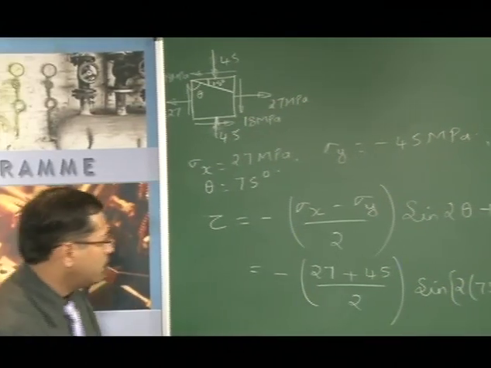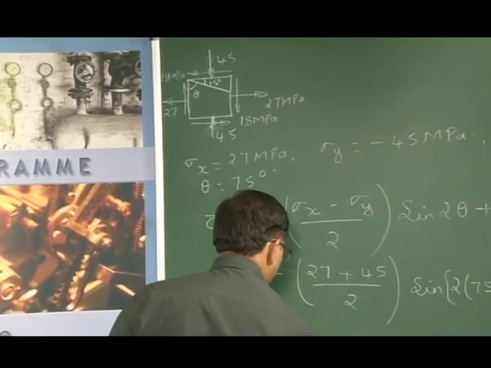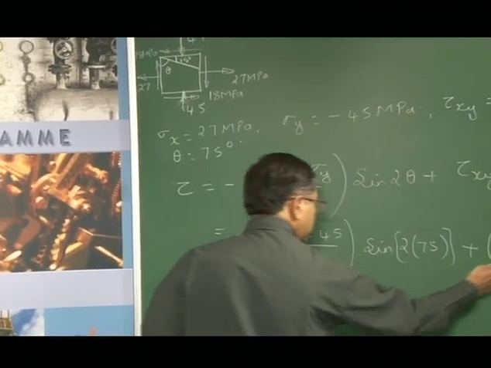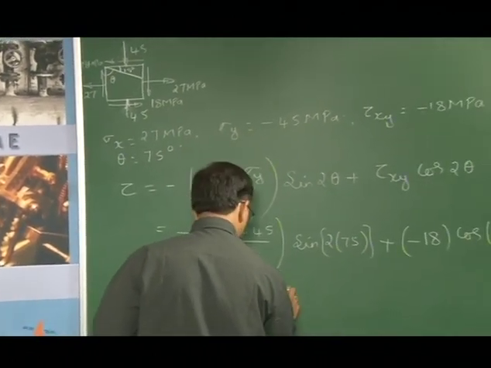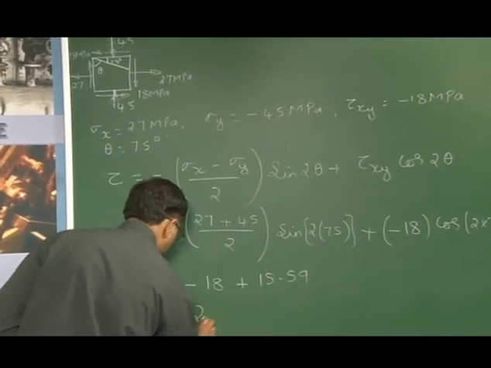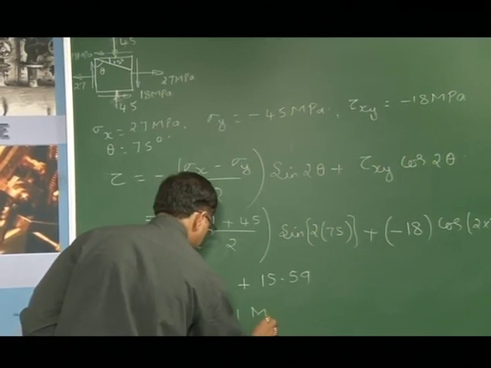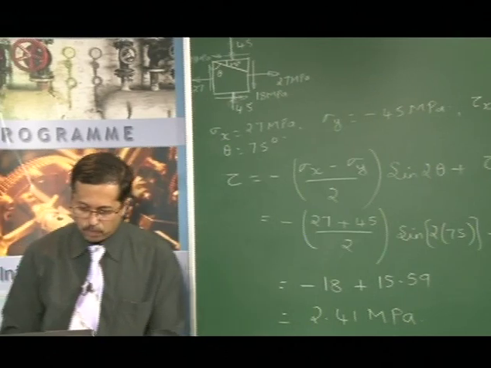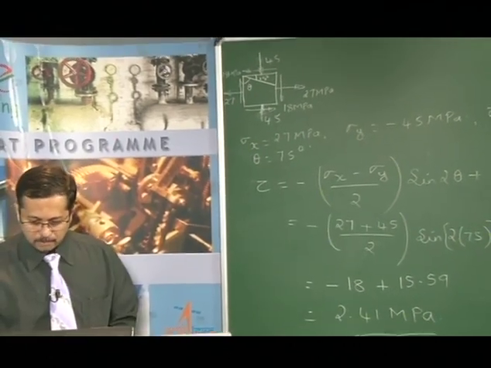So if I simplify this, I will get it as minus 18 because of this. Then this one I would get as plus 15.59. So if I total this, it would come up to 2.41 megapascals. Now this value is the same as the value that is indicated here.